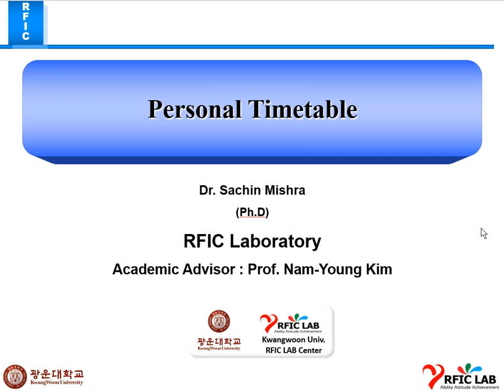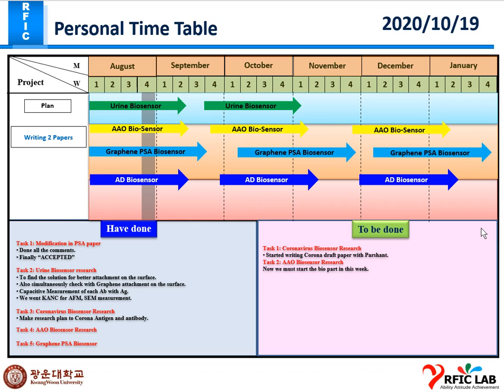Good evening, Professor. So, this is my personal timetable. Last week I did the correction of my PSA paper, and now it's already accepted. Simultaneously, I am also looking for the new PSA for the urine biosensor chemicals. In the last week we found it, and we have already ordered the chemicals. It takes 2 to 5 weeks to get them, so approximately 1 month.